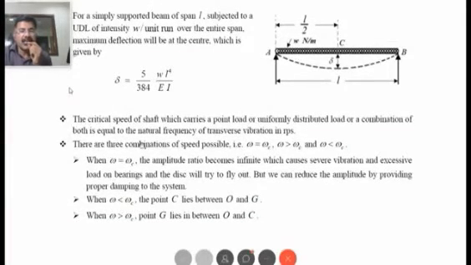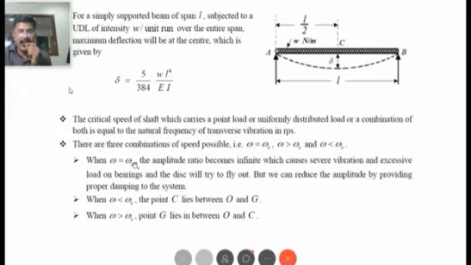Now, there are three combinations of speeds possible. Omega is equal to omega c, that is, the rotational speed of the shaft is exactly the same as the critical speed of the shaft. Then the rotational speed or the excitation frequency is greater than the natural frequency or the critical speed, and the excitation frequency or the rotational speed of the shaft is less than omega c.